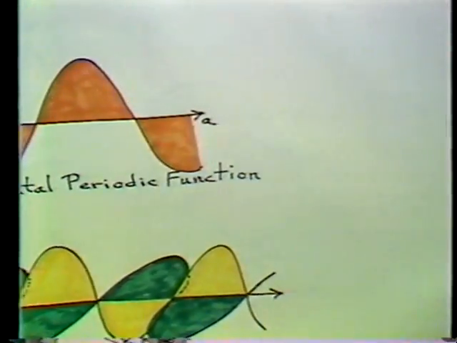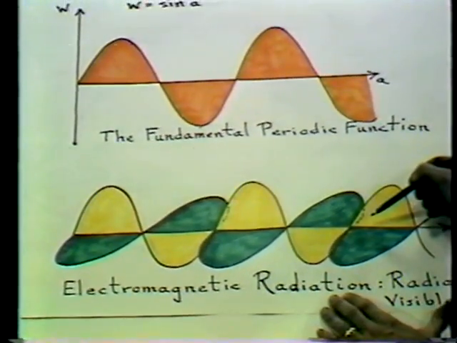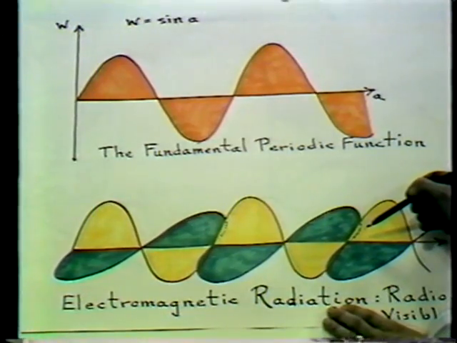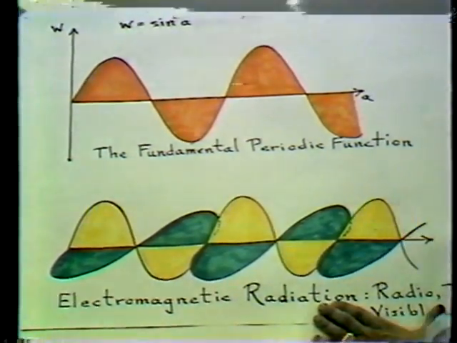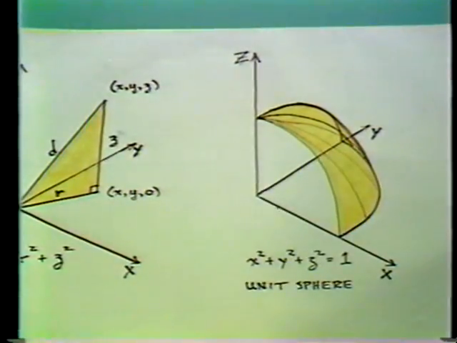Now in 3 dimensions, oh, I won't have time to talk about the sine curve, unfortunately. This is actually a very nice application of the circular graph, and it leads to electromagnetic radiation, such as radio, TV, visible rays, and so on.